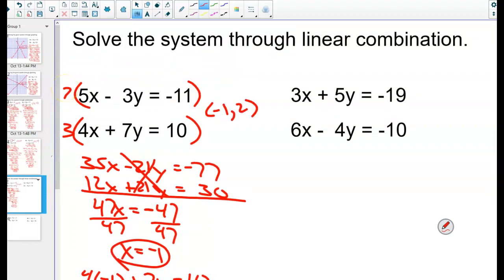Plug it in. 5 times negative 1 is negative 5. 3 times 2 is 6. Negative 5 minus 6 is negative 11. 4 times negative 1 is negative 4. 7 times 2 is 14. Negative 4 and 14 is 10.